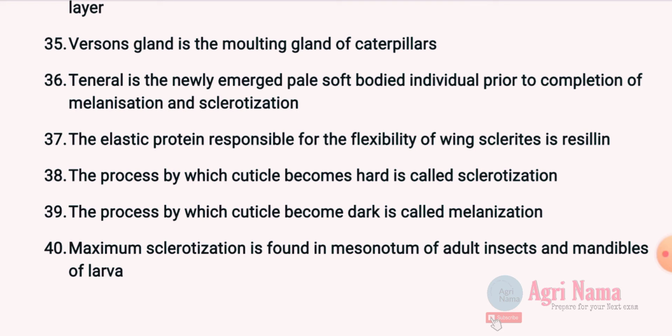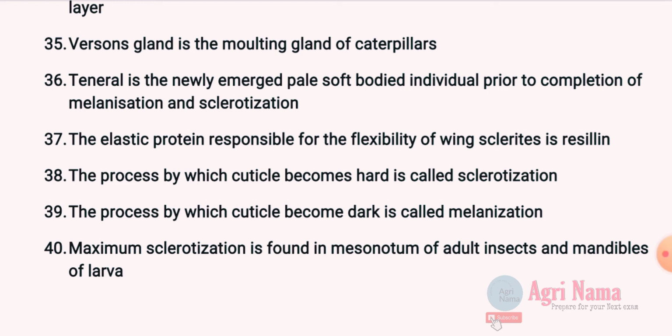38. The process by which cuticle becomes hard is called sclerotization. So जो आपका cuticle कड़ा हो जाता है, hard हो जाता है, वो किसकी वजह से होता है? Sclerotization की वजह से. And the process by which cuticle becomes dark is called melanization. और जो उसका डार्क कलर होता है वो melanization की वजह से होता है.